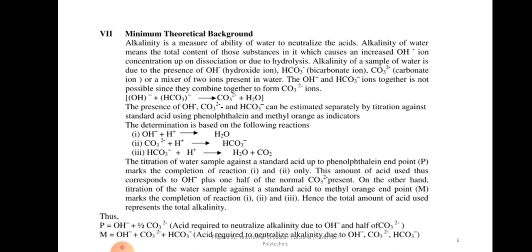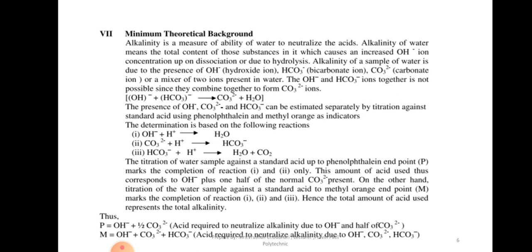Minimum theoretical background. What is the meaning of that? How is the alkalinity of the water produced? It is produced due to the presence of OH minus, CO3 2 minus and HCO3 minus. That is hydroxyl, carbonate and bicarbonate ions. These three ions are responsible for the alkalinity of water, and we are going to determine how much exact quantity of OH minus, CO3 2 minus and HCO3 minus is present in the water.